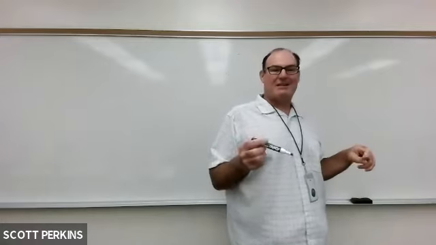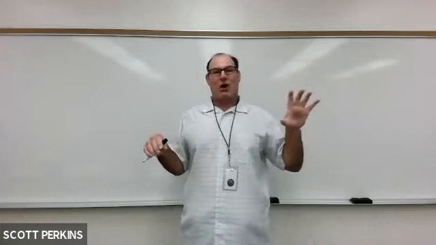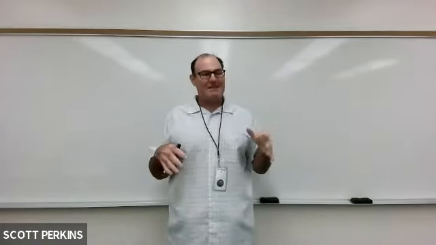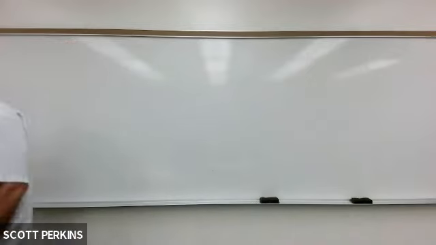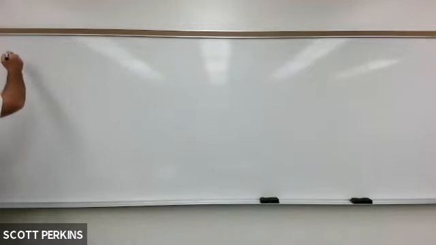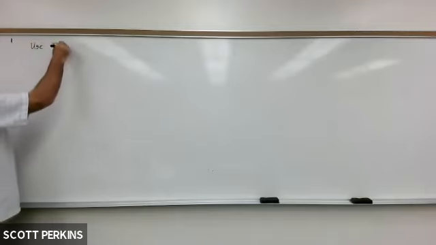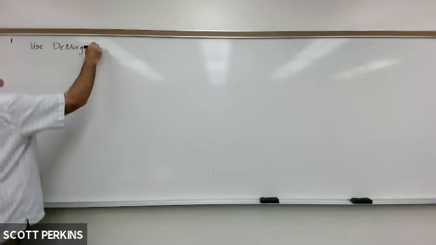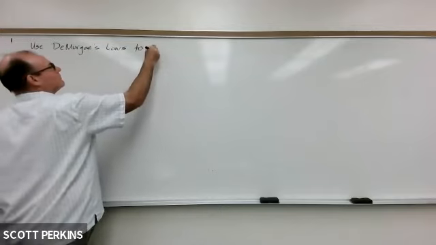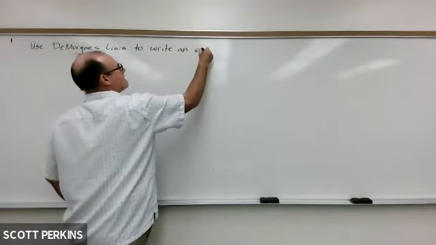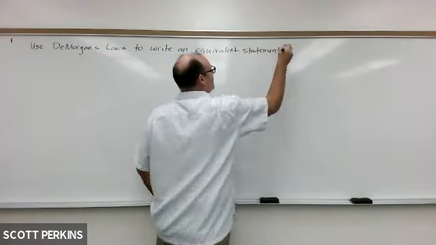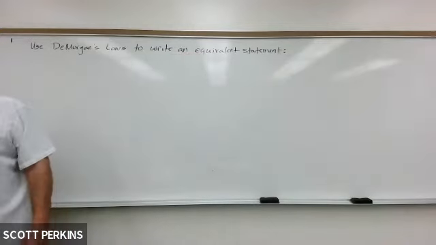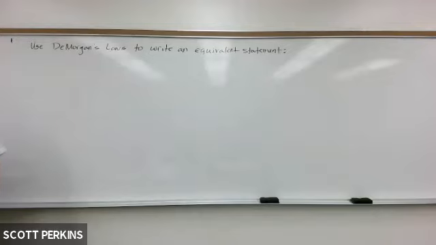So what we're going to spend the rest of this section doing is talking about some equivalences that we can take advantage of without doing a truth table. And the first one is De Morgan's law. So what we're going to do is this problem right here. We're going to use De Morgan's laws, or one of them, to write a statement that is equivalent to this.